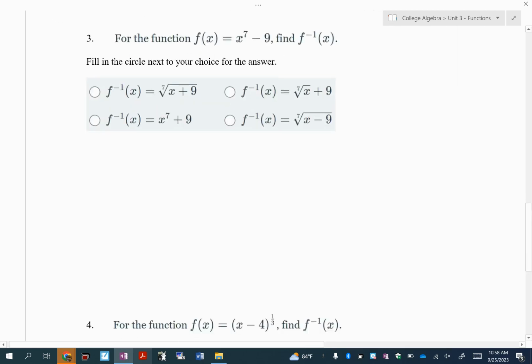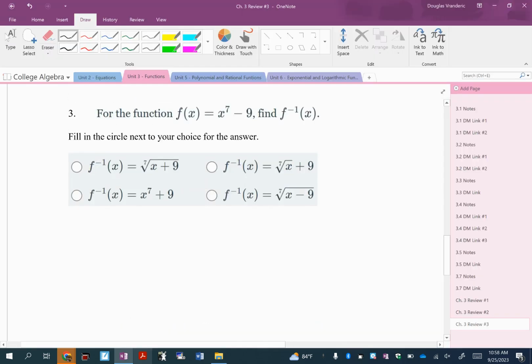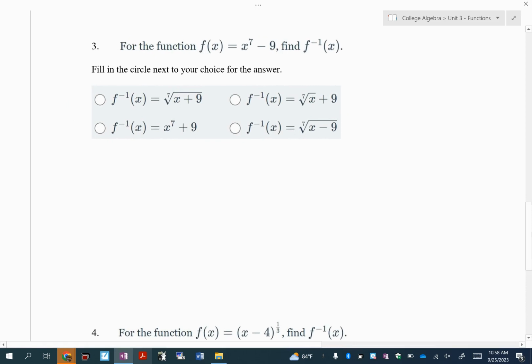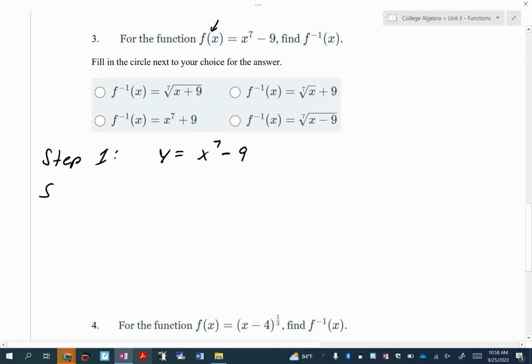All right, our last lesson was about finding inverse functions. I'm going to write down the steps again, how to do this. So step one, we're going to replace, see this function notation, f of x, with y. So y equals x to the 7th power minus 9. Step two is going to be to switch the x and the y. But when you switch the x and the y, make sure that's the only thing you change. So you should notice the 7 that's in an exponent stays in the same location.